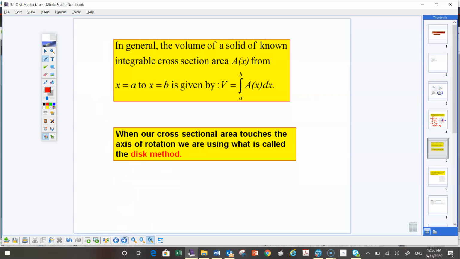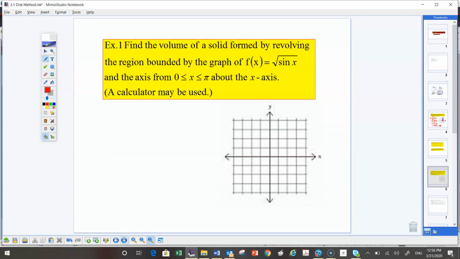So, in general, the volume of a solid of known integrable cross sections area A(x) from x equals a to x equals b is equal to the following formula. Volume equals the integral from a to b of the area of the shape of my object that's being rotated around the x-axis, which in this case is always going to be a disk. Okay, let's try another example.